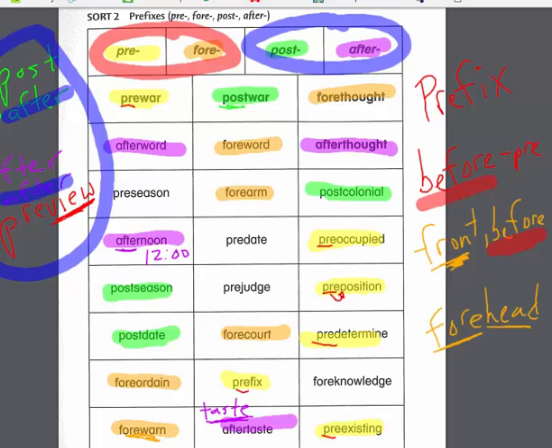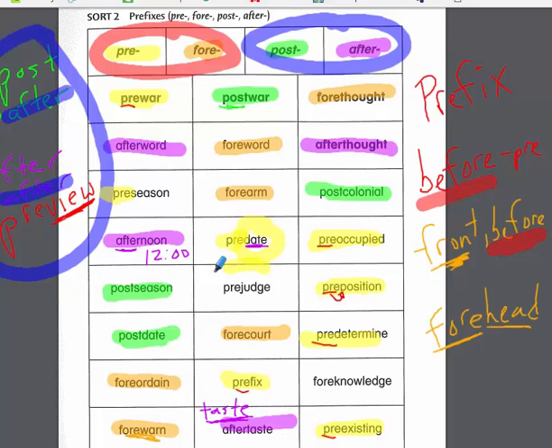So let's look. If something is preseason, what does that mean? It means it's before the season. If something predates something else, what does that mean? It means it came before a certain date. So if I said Mr. Wembley predates his students, that means I came before the date or the birth of my students.